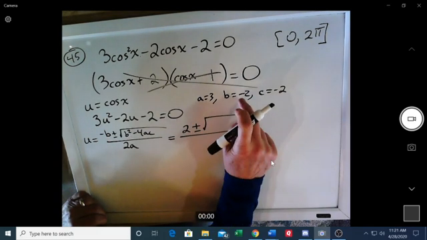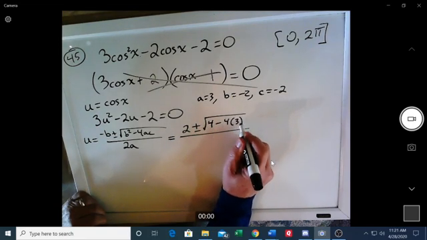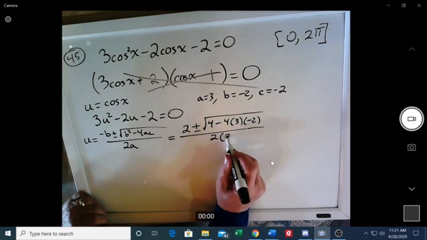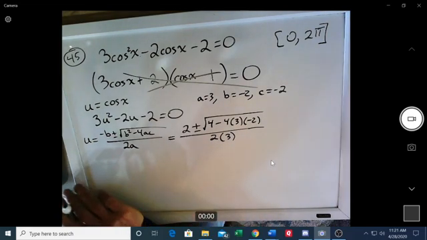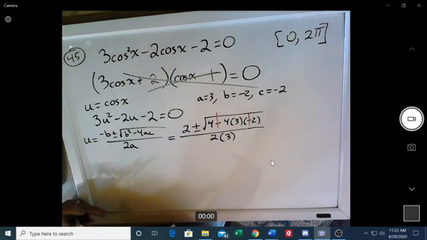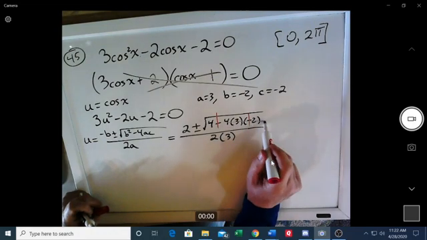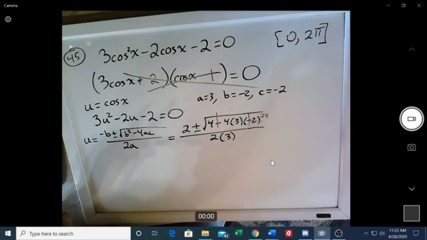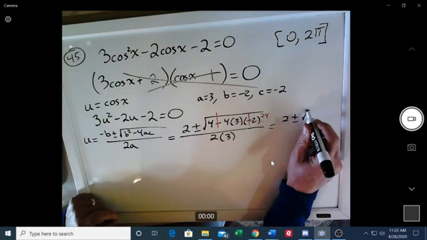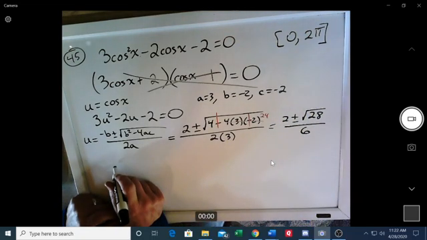When you square something, you always get something positive. 4 minus 4ac, all over 2a. And then two minuses make a plus. This is 6 times 4 is 24. 24 and 4 is 28. 2 plus or minus square root of 28 over 6.